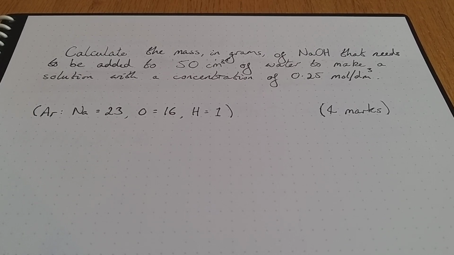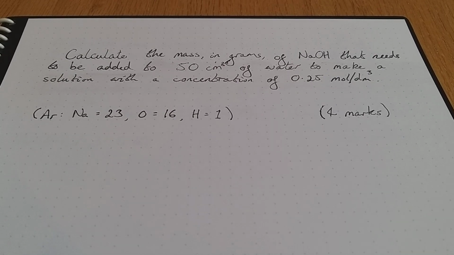Calculate the mass in grams of NaOH, that's sodium hydroxide, that needs to be added to 50 centimetres cubed of water to make a solution with a concentration of 0.25 moles per dm cubed. And we've got our atomic masses to help us of sodium, oxygen and hydrogen. We're going to need to use those a little bit later on.